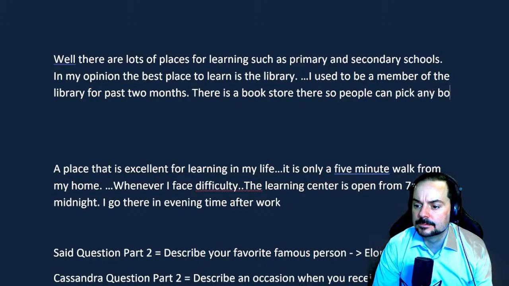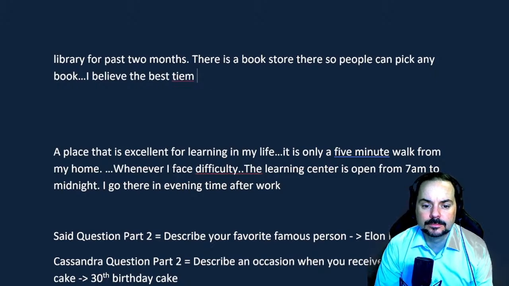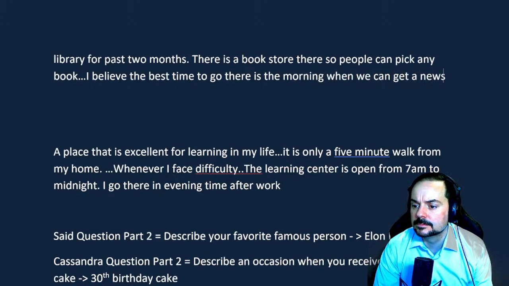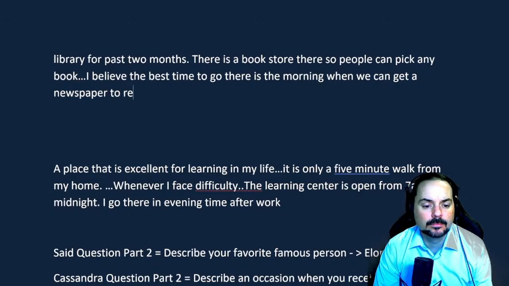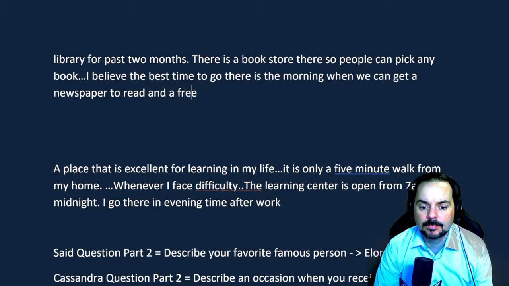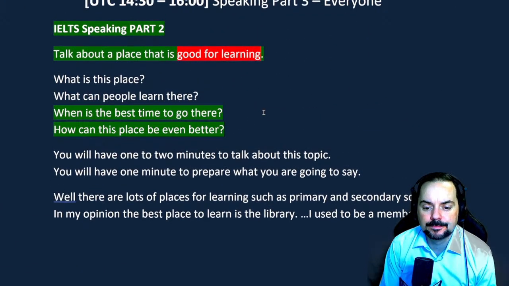I believe the best time to go there is the morning, where we can get a newspaper to read and a cup of coffee, which is free of cost. My experience was really good because I learned a lot, not just regarding my academic background, but the way to interact with the people and having a debate conversation after 9 p.m.